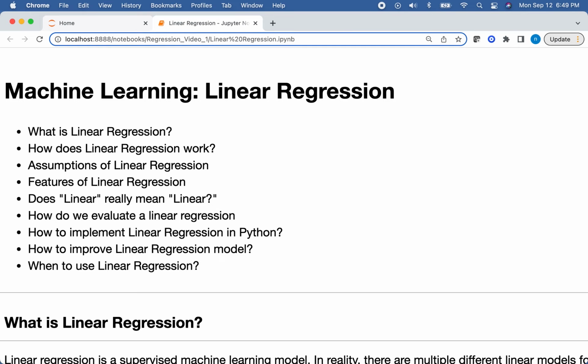I'll give you the code you can use to implement a linear regression in Python using sklearn. We'll talk about some ways you can improve your linear regression model, as well as when should you use a linear regression. So let's start by talking about what is a linear regression.